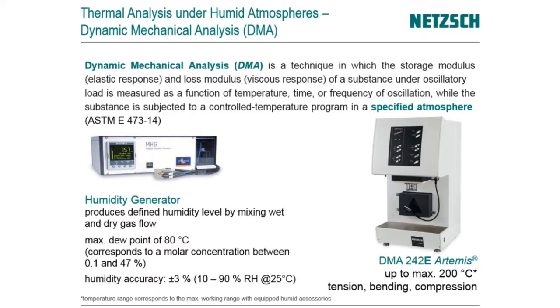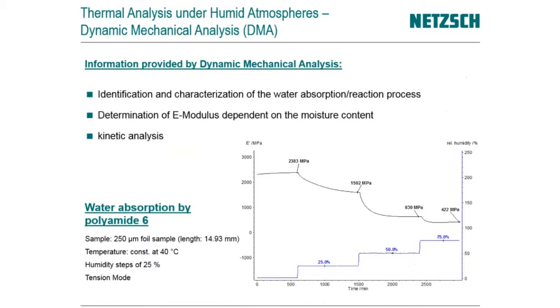Here we are limited to a maximum temperature of 200 degrees C with the humidity accessory, but we also have different kinds of measuring modes, which are tension, bending and compression, so we are also able to measure different kinds of sample shapes. The DMA, as already given by the definition, is measuring the so-called E modulus, which refers to the stiffness of a material.